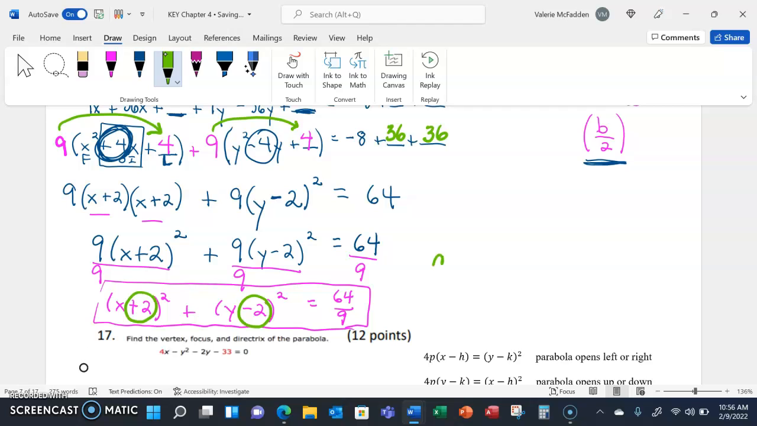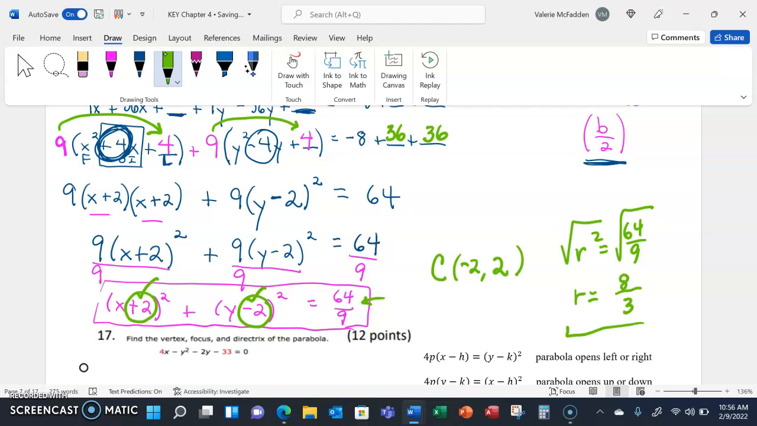It's always going to look like the opposite. So the opposite of positive 2 would be negative 2, and the opposite of negative 2 would be positive 2. So there's our center. And since that is your radius squared, if your radius squared is equal to 64 ninths, if we square root both sides, the radius is going to be the square root of 64, which is 8, over the square root of 9, which is 3. Your radius would be 8/3. Although they did not ask us to find the center or the radius, we did it anyway.